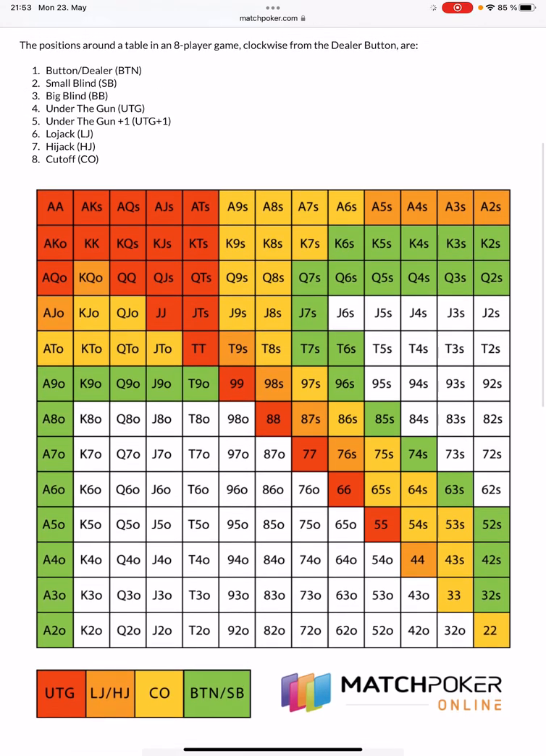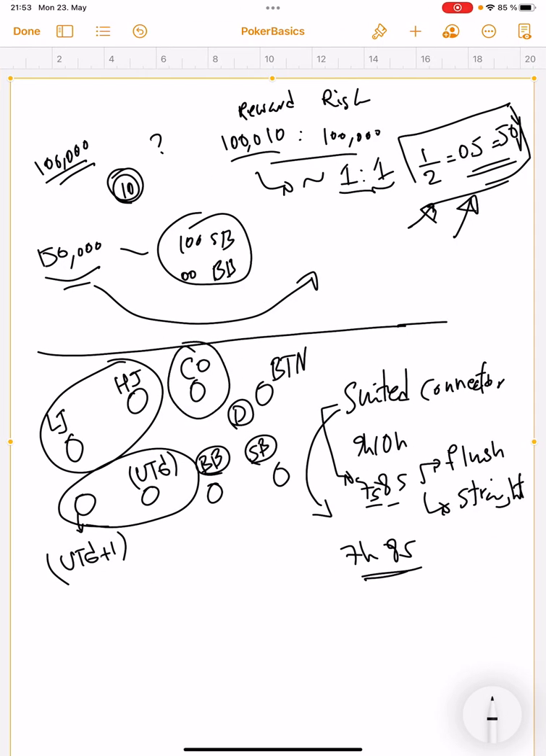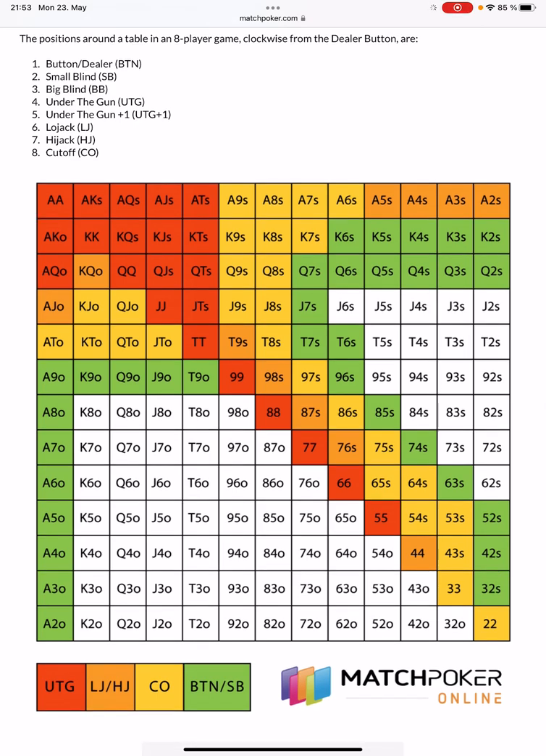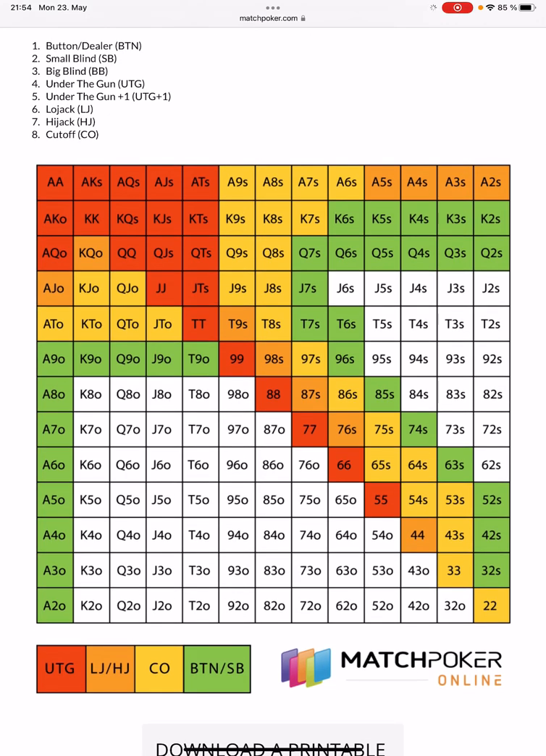So lojack and hijack have a little bit of flexibility and freedom. Then we have cutoff, which is right before the button, and they have a huge flexibility. Up until pocket deuce they can play, pocket 3, 4-3 suited, 5-3 suited, 5-4 suited. Also notice that cards with two differences between them, like 7-5 suited, are not connected, but can also be useful when you have a gutshot, where you have in-between cards to make a straight. And finally the button, which is the green area, can have a really wide range of cards.